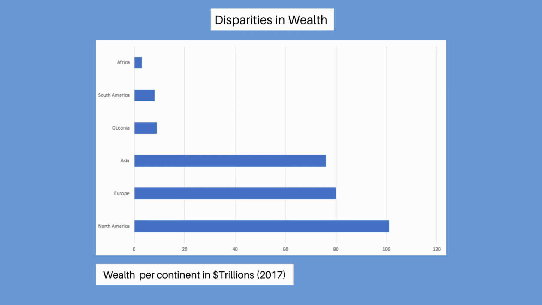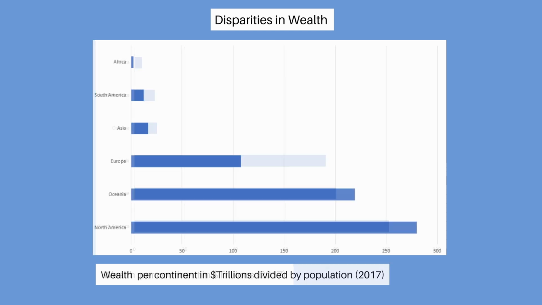The inequalities are more considerable when we take into account the population of each continent and calculate average wealth per person. Look at the small share a person in Africa has on average compared to the other continents of the world.